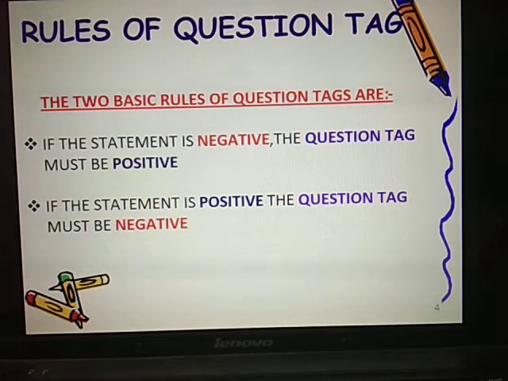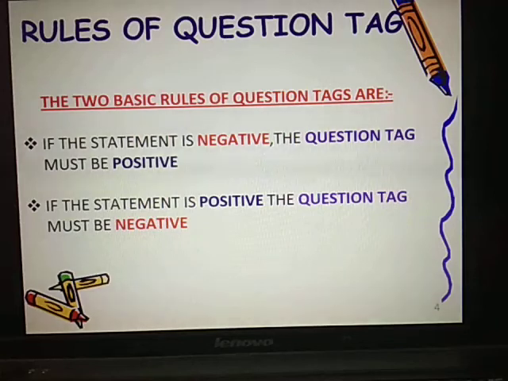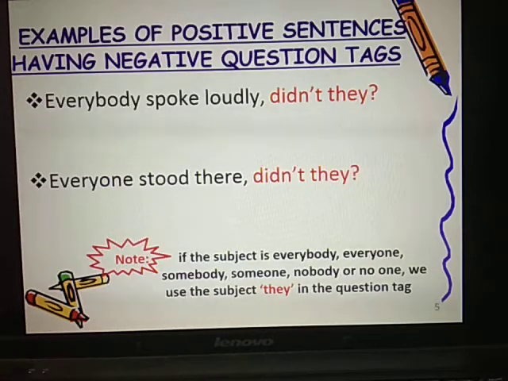Now what are the rules of question tag? The two basic rules are: if the statement, the group of words written in a sentence form, is negative, means the word not is used, the question tag must be positive. But if the statement is positive, the question tag becomes negative. So this vice versa you have to keep in your mind: when the statement is positive, the question tag will be negative, and when the statement is negative, the question tag will be positive.